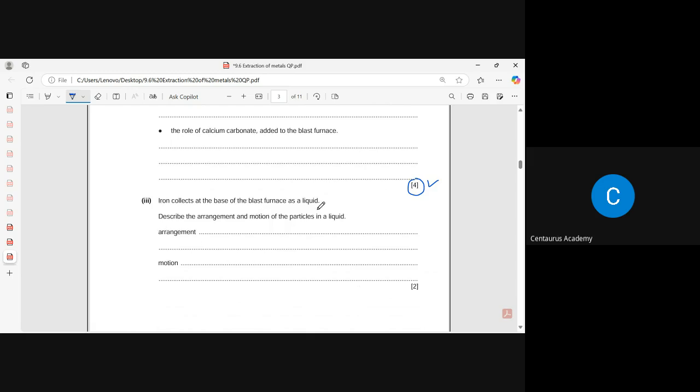Iron collects at the base of the blast furnace as liquid. Now describe the arrangement and motion of the particles within the liquid. What is the arrangement and what is the motion of the particles? It is for 2 marks, one statement each. Mention your answers in the chat box. The arrangement is random.